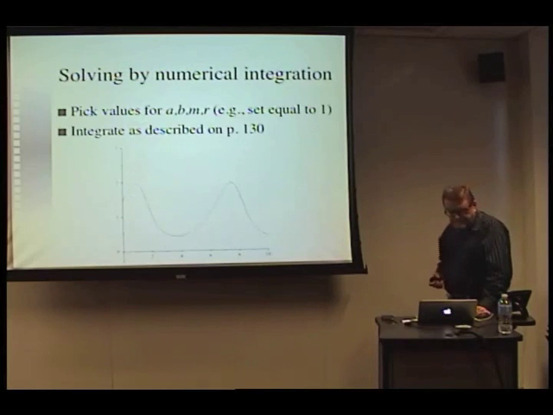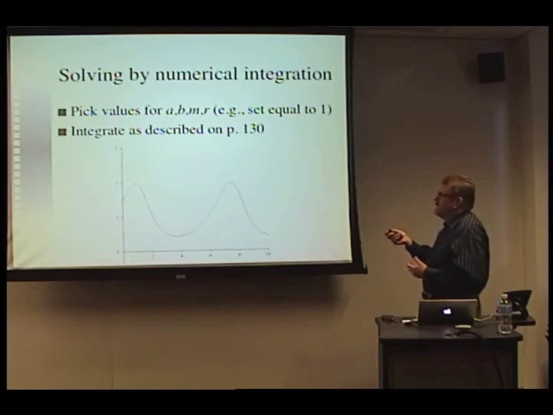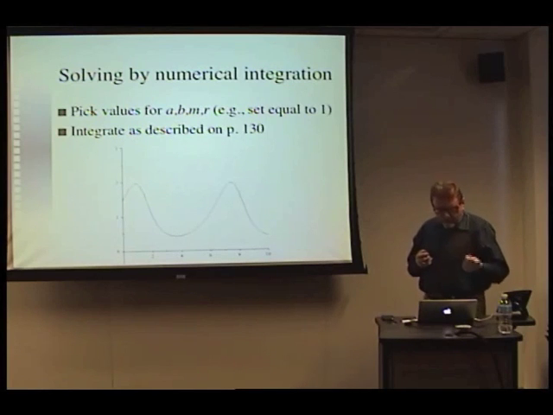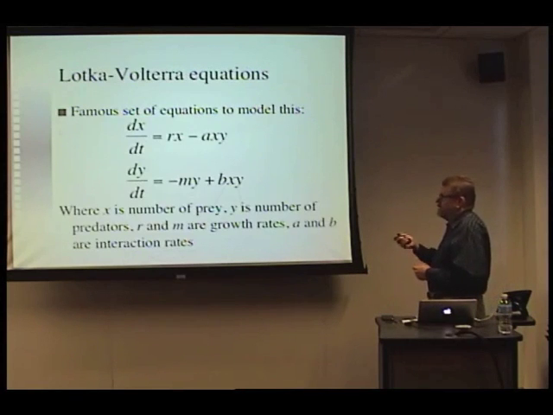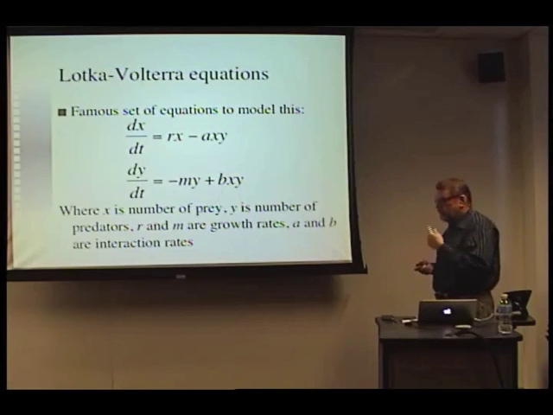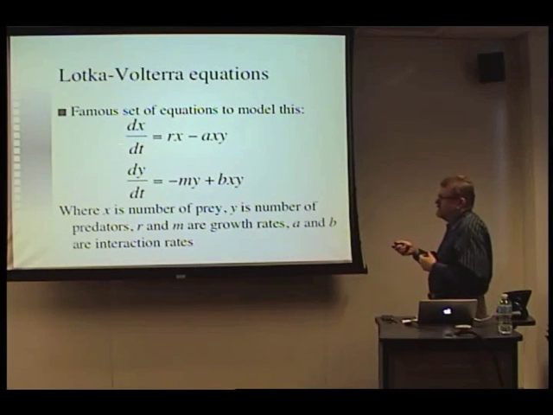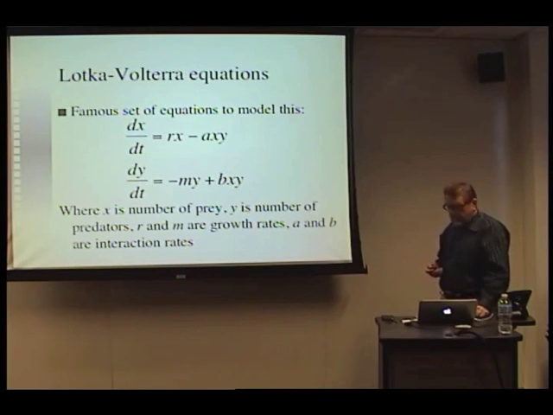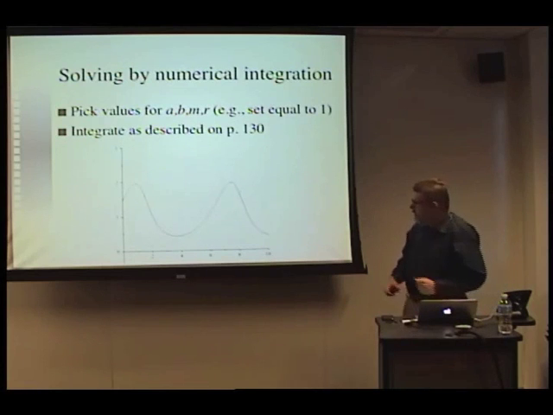All right, so what we can do, just like we did before, is get values for our parameters a, b, m, and r. In this case, we just set them all equal to 1. And we can integrate, as described on page 130 of the reading, where we just take their equations and do numerical integration, as we've discussed, where we make a small change in t and then see what happens to x and y.